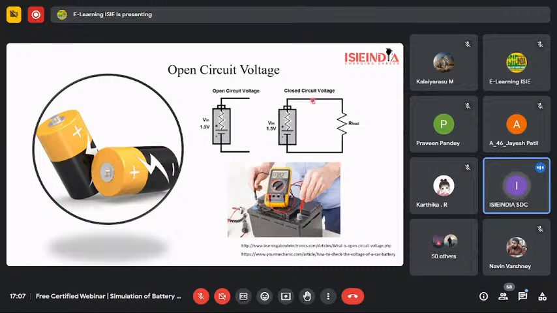We are not talking about the closed circuit voltage here. When we connect any load, whether a resistive load, an inductive or capacitive load, or an RLC load, and then measure the output voltage of that battery pack with the load connected, that is the closed circuit voltage. So this is the basic difference between the open circuit voltage and the battery closed circuit voltage.